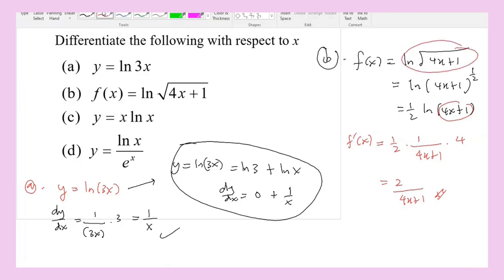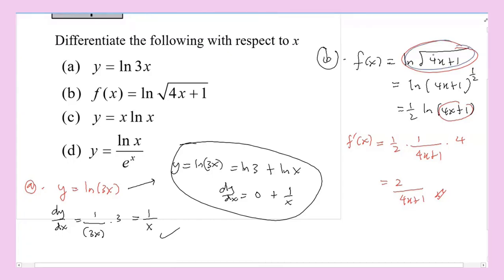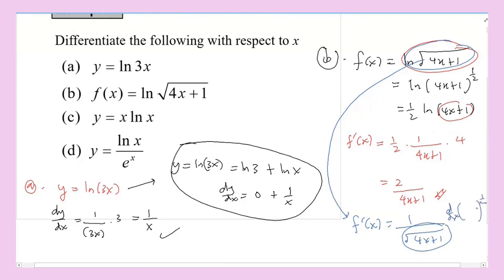Okay, differentiate from this function, then f prime of x is 1 over square root of 4x plus 1. And differentiate this one next. Okay, differentiate this one. So it's a bit troublesome, since 4x plus 1 becomes quite complicated. So for log, better use the properties before differentiating. The idea is to use the three properties of log and then differentiate.